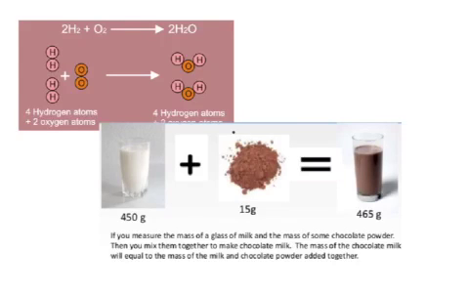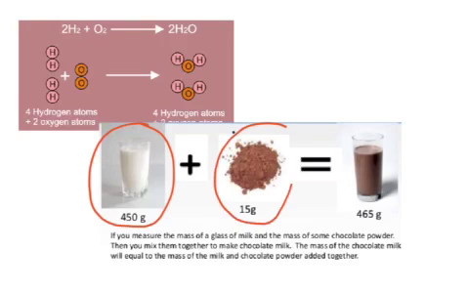This goes with everything, from something as simple as chocolate milk. If we have 450 grams of milk and we add 15 grams of Hershey's chocolate powder, the total mass at the end is going to be 465 grams. We've got to account for every single thing.